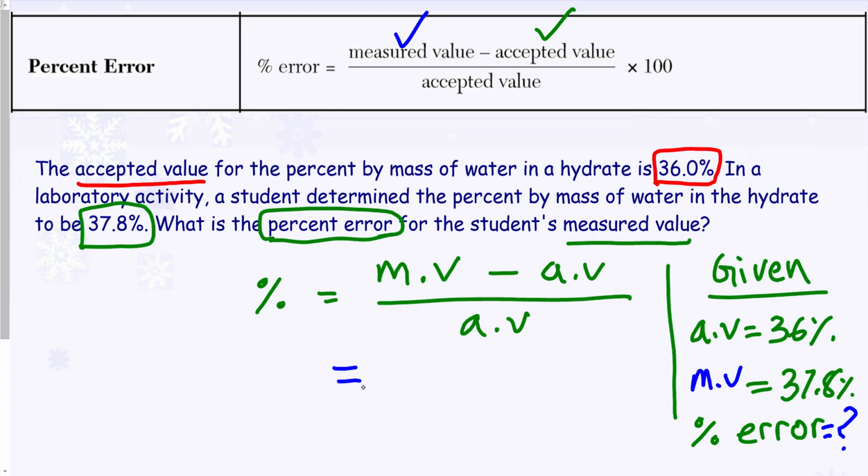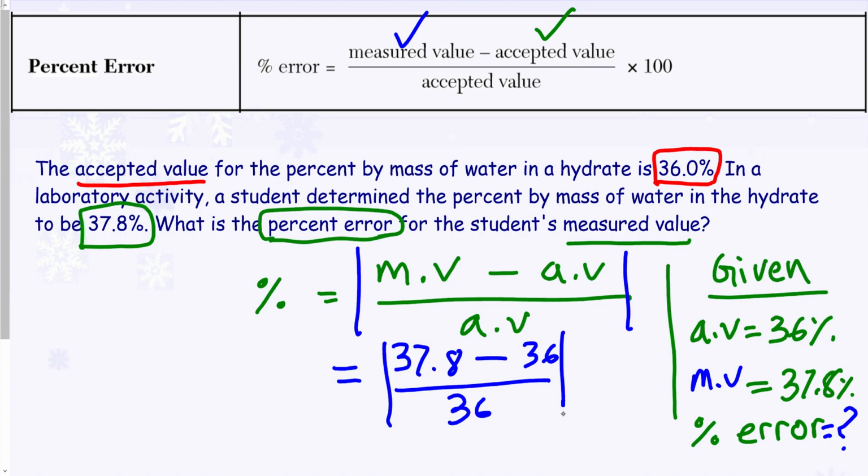For my next step, I'm going to replace the letters with values, right? For example, measured value would be 37.8 minus accepted value would be 36, over accepted value, again 36. Some people use absolute value for this, which is okay. If you don't use absolute value, you're going to get a negative percent error, which is also fine. Don't get scared if you see a negative number. Now, once you're done, you can calculate this.